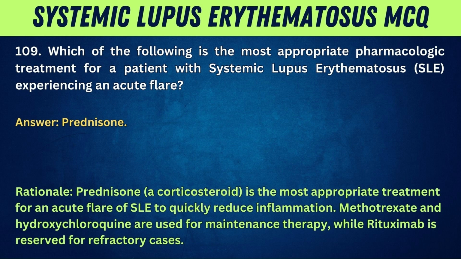Rationale: prednisone, a corticosteroid, is the most appropriate treatment for an acute flare of SLE to quickly reduce inflammation. Methotrexate and hydroxychloroquine are used for maintenance therapy, while rituximab is reserved for refractory cases.